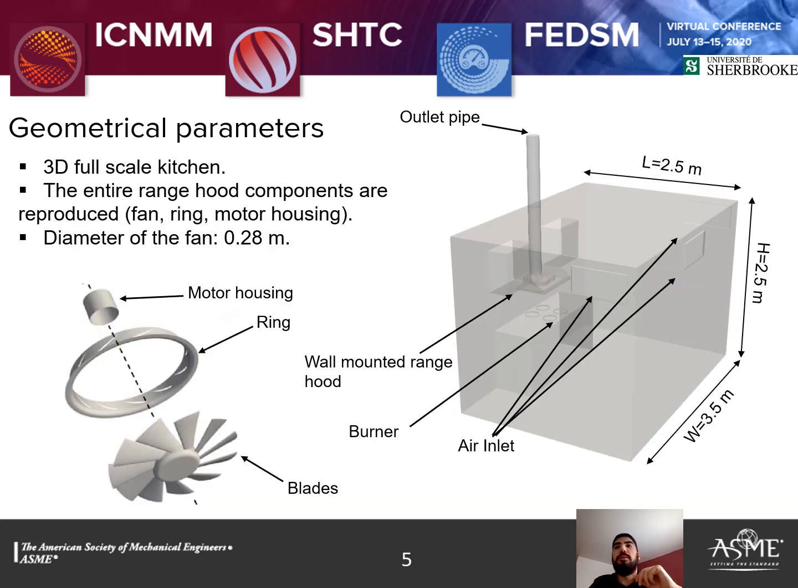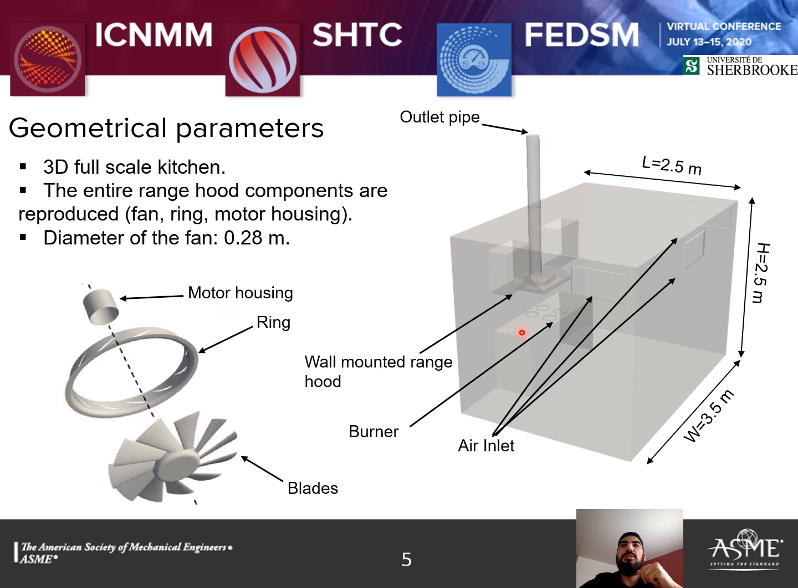Concerning the geometrical parameters, we model a 3D full-scale kitchen with a length of 2.5 meters, a height of 2.5 meters, and a width of 3.5 meters. The kitchen is equipped with 3 air inlets. In this case, we take into account only one burner on, where CO2 as a pollutant is introduced to the kitchen by this burner.